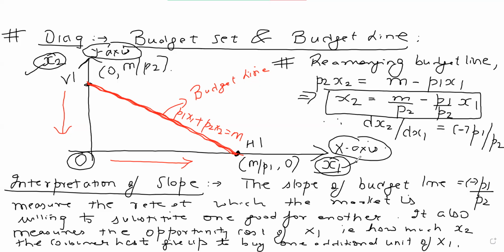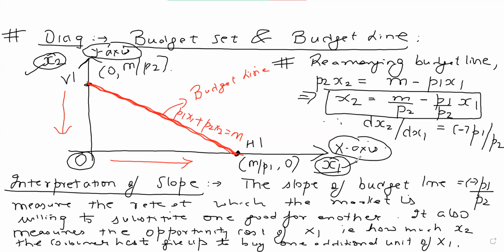Remember, there's a difference between how much the consumer is willing to give up and has to give up. How much the consumer is actually willing to give up is captured by the slope of the indifference curve, which is going to come in the coming lectures. But when we talk about budget lines, we don't talk about consumers' willingness. We talk about market's willingness. Budget line has nothing to do with consumers' willingness. Indifference curves are all to do with consumers' willingness. We do not talk about consumers' willingness in budget line. All we talk about is consumers' affordability.